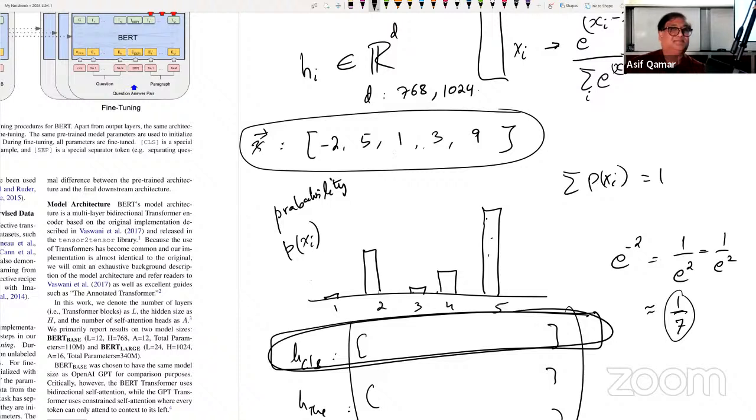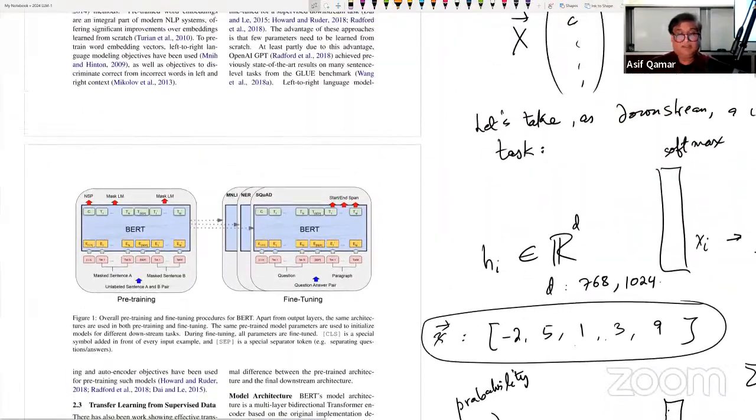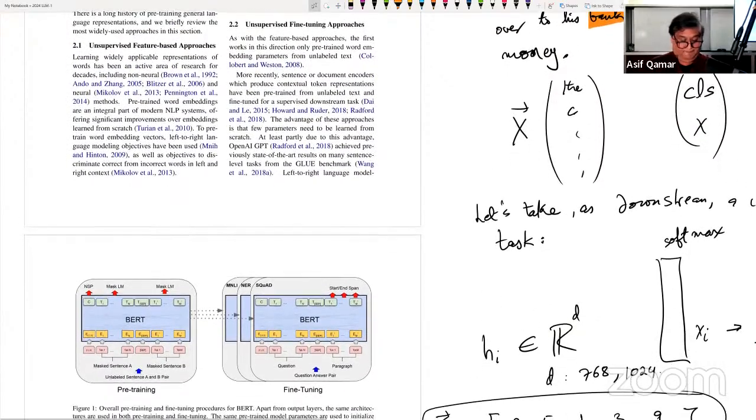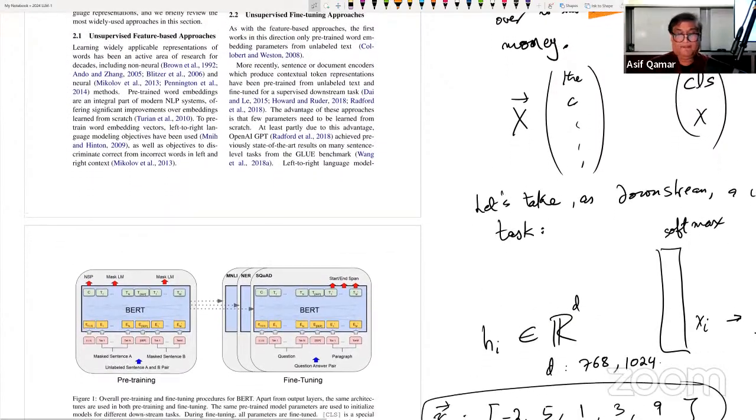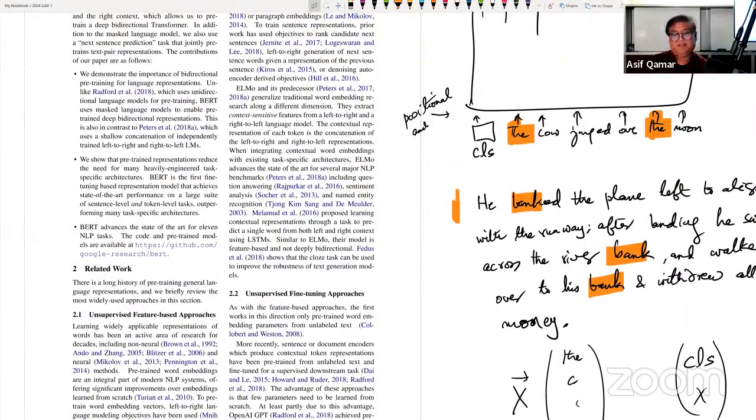I still don't get the CLS part. The cow jumped over the moon, that is the input sentence. We need to stick a CLS vector, which doesn't have any connection or relationship with the input sentence. Is it something we as users need to provide? No, the BERT architecture internally will do it. You don't have to do anything.